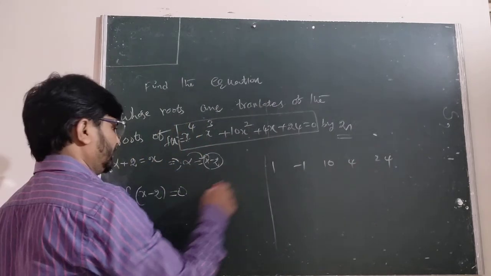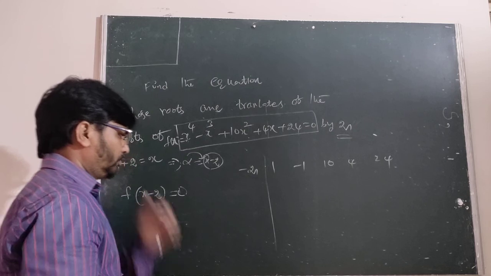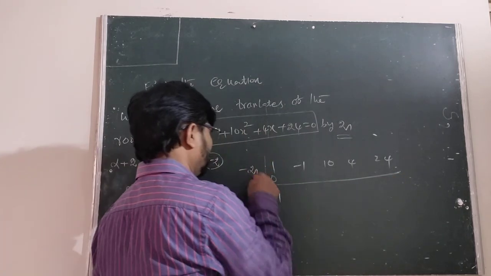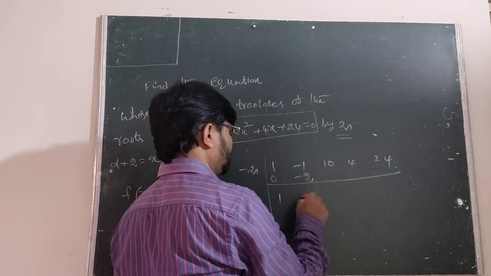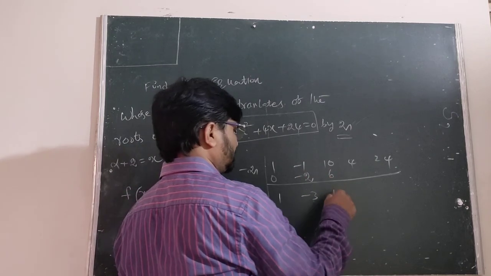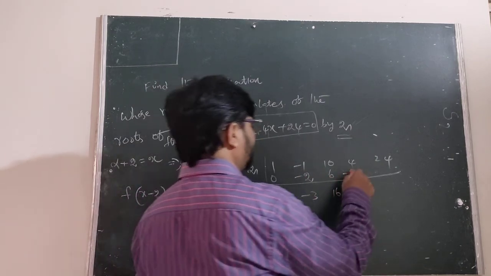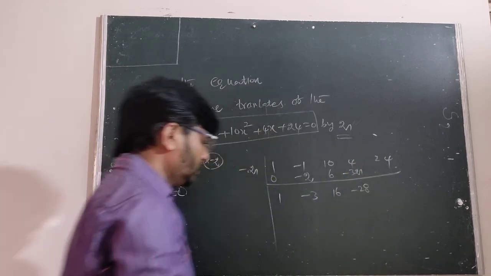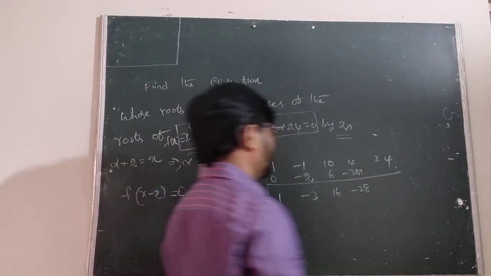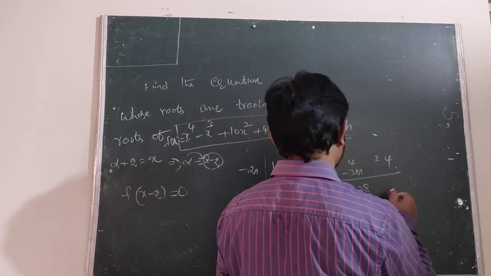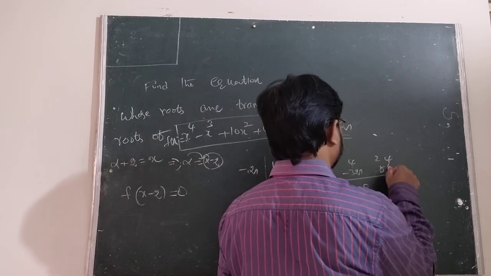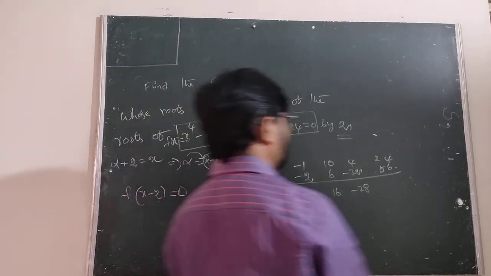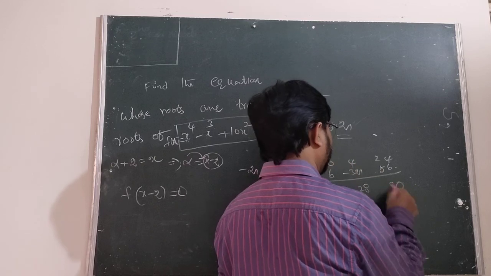Now here minus 2. Therefore, minus 2, now for 0. Now this is 1. 1 into minus 2 is minus 2. This is minus 3. Now 16 into 2 is minus 32. Now here minus 28. Minus 28 into 2 is 56. So this is 56. Now we add this to 10, therefore 80.